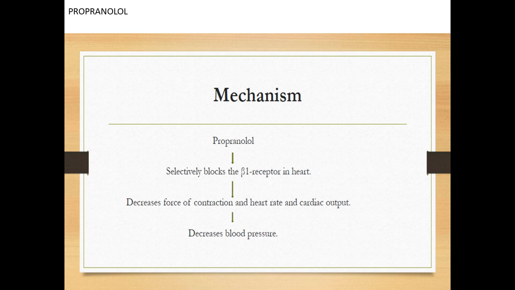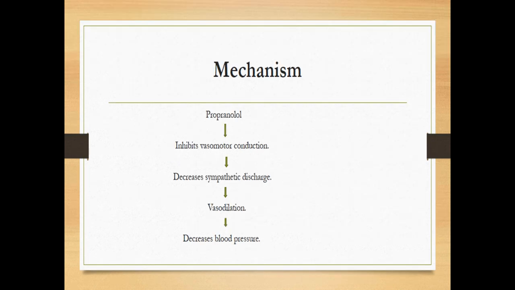Now, as a prototype drug, we are discussing propranolol. Propranolol in hypertension: what is the mechanism? Propranolol blocks the beta 1 receptor in the heart, decreasing the force of contraction, heart rate, and cardiac output, and decreasing the blood pressure.